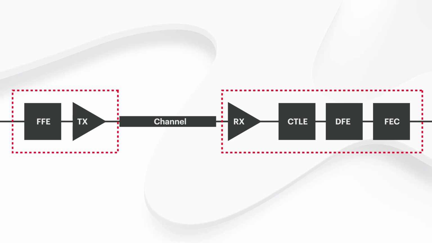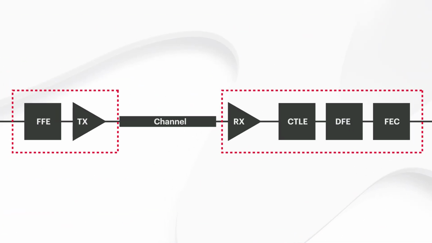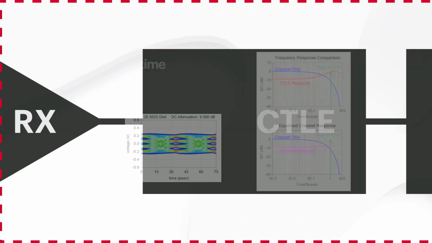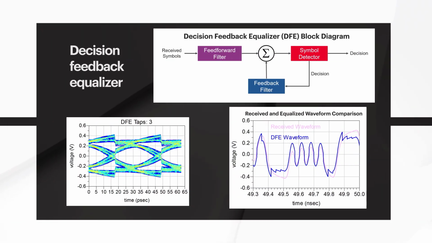There's FFE, feed forward equalization, typically used in the transmitter, but then also in the receiver. There's CTLE, continuous time linear equalization, as well as DFE, decision feedback equalization, which is a nonlinear equalization technique. The advantage of the nonlinear equalizer, the DFE, is that it can open the eye without adding noise.